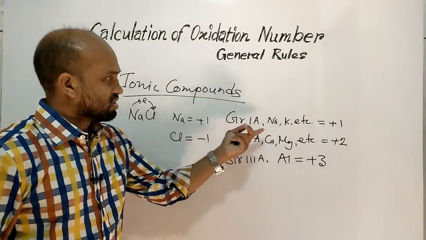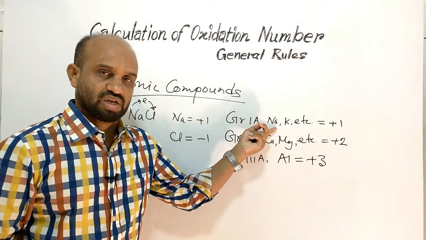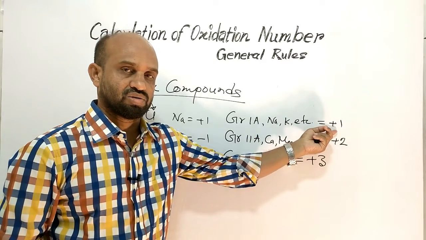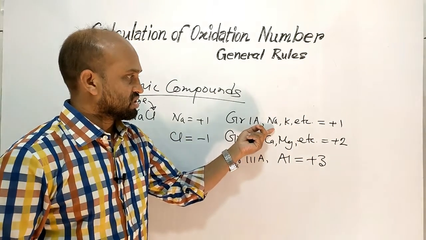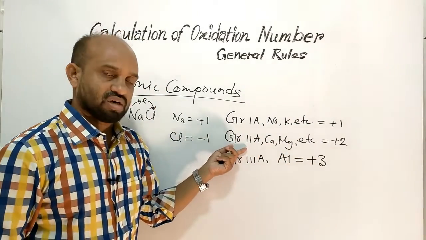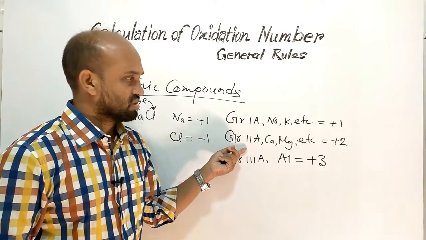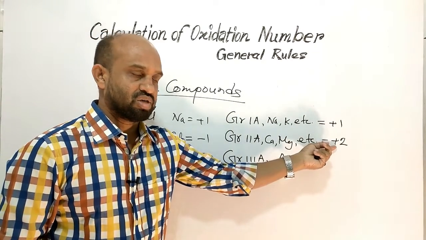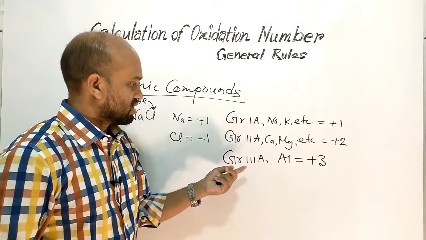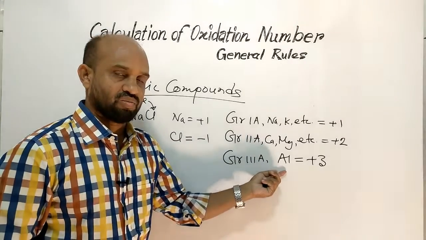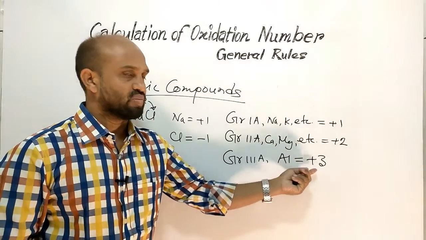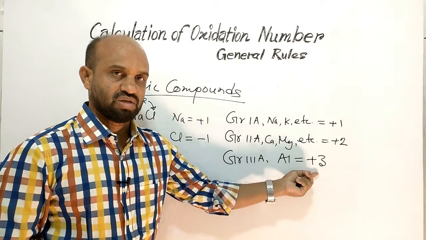That means normally these elements, alkali metals, donate 1 electron. That is why oxidation number of these elements is +1. Alkaline earth metals normally donate 2 electrons. That is why oxidation number of these metals is +2. Group 3 element aluminium normally donates 3 electrons. That is why oxidation number of aluminium is +3.